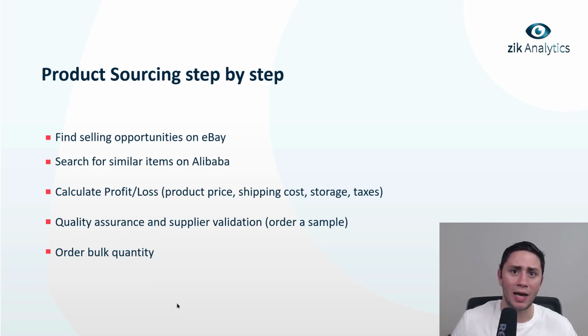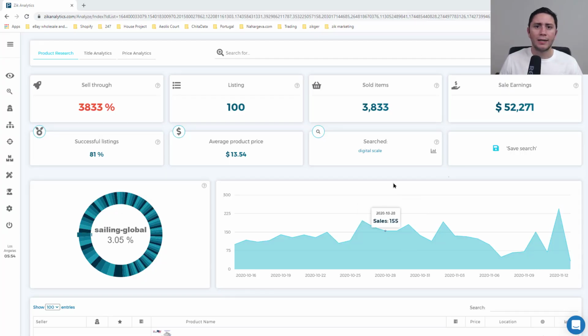I'm going to share my screen now. I will make a short demonstration on how to find selling opportunities and how to check who is a reliable supplier on Alibaba. So let's go there. We are inside Zik Analytics in the product research, and what I did here, I've been analyzing the niche digital scale to look for selling opportunities.